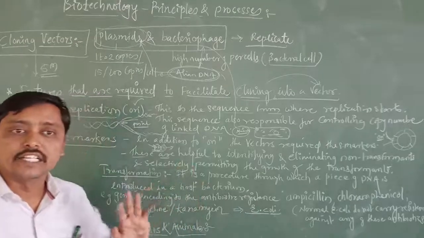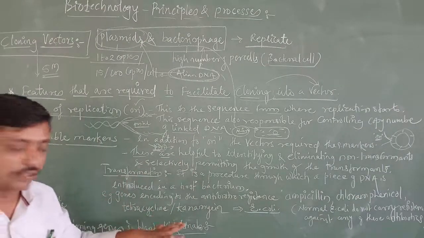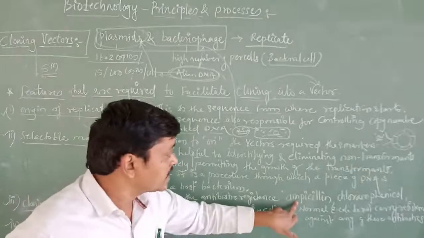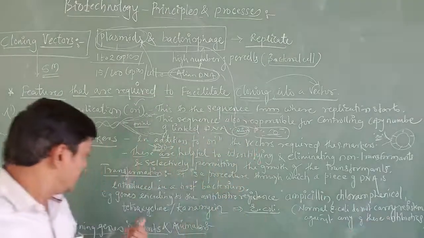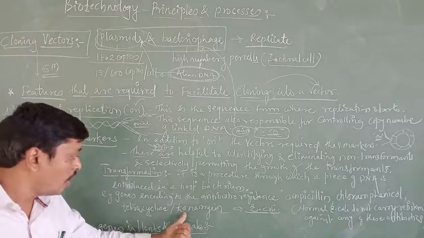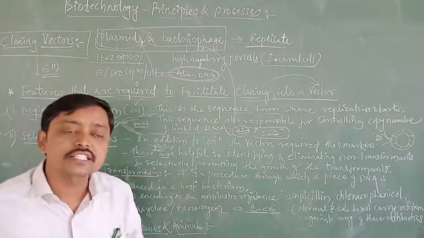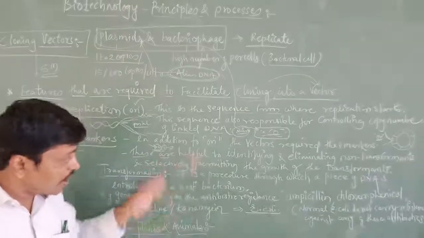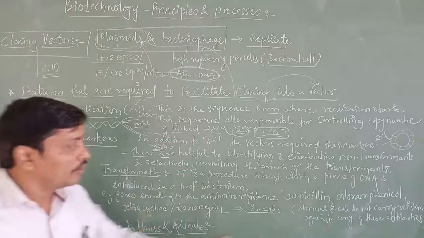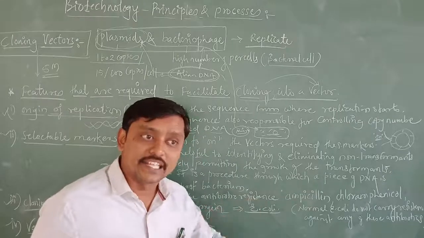Now here the selectable markers, for example, are the genes encoding antibiotic resistance. Antibiotic resistance means genes that fight against the antibiotics we give. What are those? One is ampicillin, chloramphenicol, the next one is tetracycline or kanamycin. These are the genes which are resistant to antibiotics. But these genes are not found in a normal E. coli bacteria.